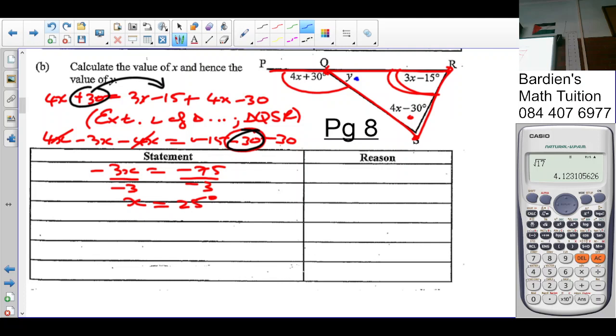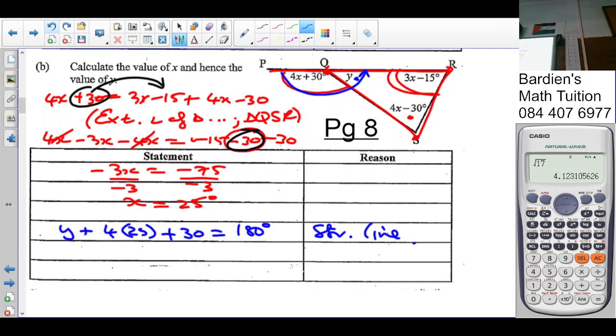So you can go one of two ways: either angles of a triangle or angles in a straight line. I'm going to go to the straight line, it's simpler. So you're going to say y plus 4x plus 30 equals 180. Why? It's angles in a straight line. But what is x equal to?